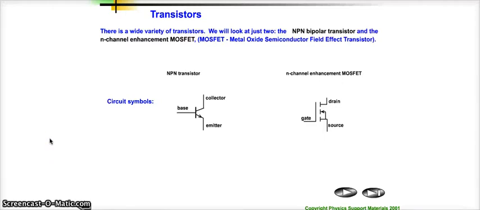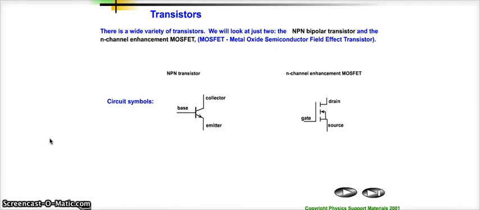This video is a short introduction to transistors. The transistors that we will look at are called NPN transistors, or their full name NPN bipolar, or MOSFETs. Once again, their full name is N-channel enhancement MOSFETs. It's good enough for you to know them as NPN transistors and MOSFETs.